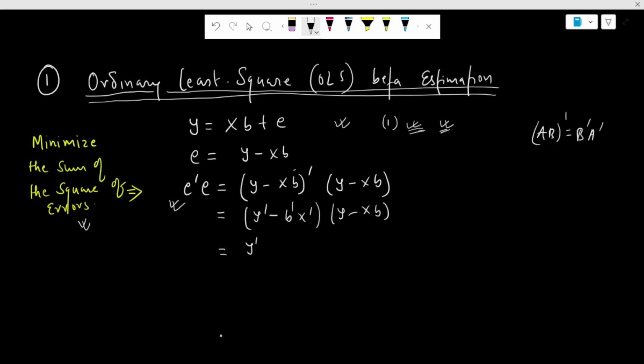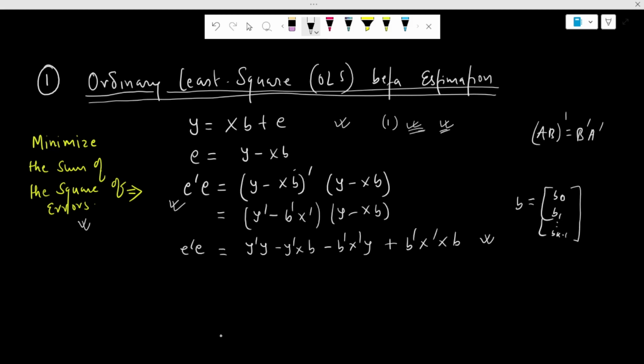So we have y transpose y minus y transpose x beta minus beta transpose x transpose y plus beta transpose x transpose xb. So this is our optimization function, and the only unknown variable here is beta. So we are going to estimate this beta.